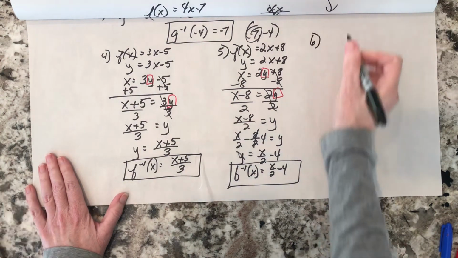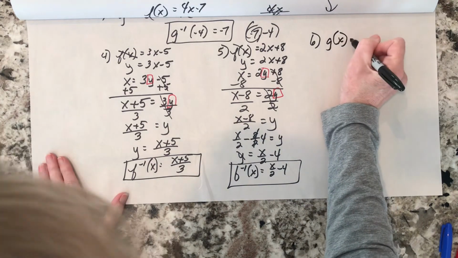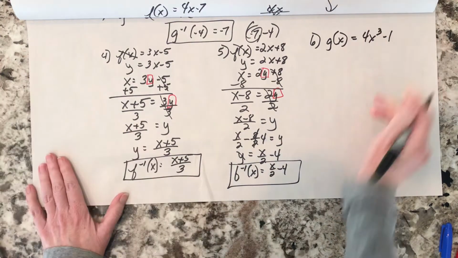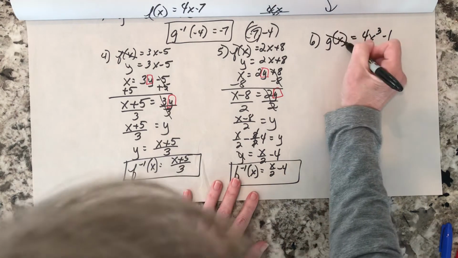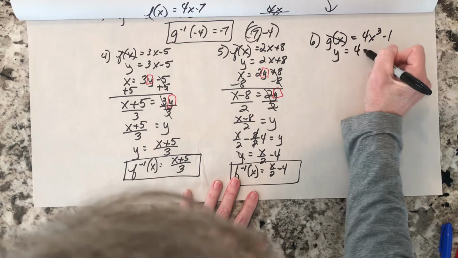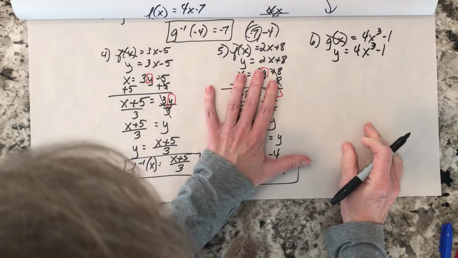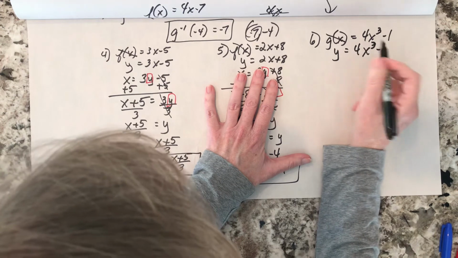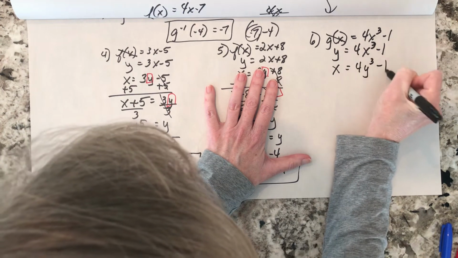Okay, let's look at number 6. Number 6 asks you to find the inverse. g of x equals 4x cubed minus 1. And so let's go through the steps. Cancel this out, put a y. Then what we want to do is swap these 2 out, because that's what inverses are all about. Put the x there, the y there.